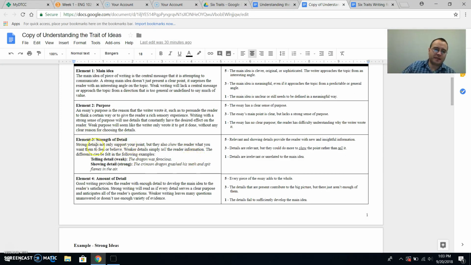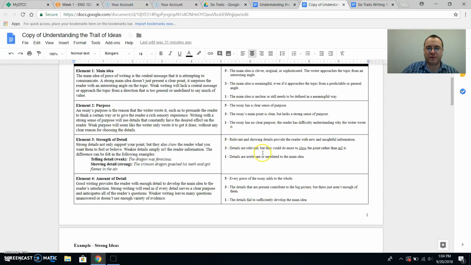So, if you're trying to assess strength of details, here's an example of a weak telling detail. The dragon was ferocious. Okay? It's weak. In this example, that's weak because it doesn't really give us anything to see or feel or hear. Okay? But a showing detail that's stronger, the crimson dragon gnashed his teeth and spit flames in the air. So now we have something to see. We have something to feel, right? The heat of the flames. So if we're measuring the strength of detail, that's what we're looking for. Are the details showing? Are they vivid?